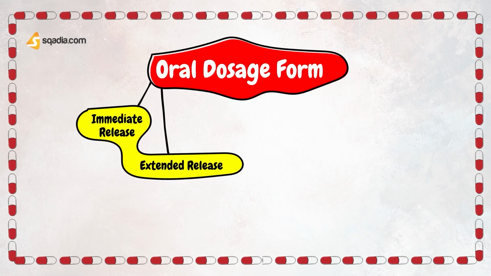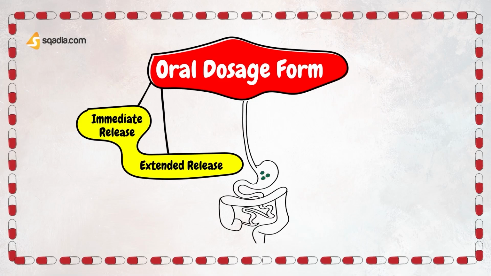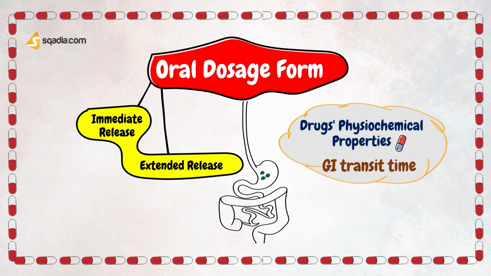Moving on to the next slide, we have immediate release and extended release dosage forms. Let me show the other images so you can clearly understand what's going on. Basically, oral drug delivery can be divided into two forms, immediate release and extended release. Immediate release dosage forms release the drug rapidly upon ingestion, whereas the extended release dosage forms release the drug over a prolonged period of time. As the name suggests, immediate means rapid onset of action, extended means prolonged release.